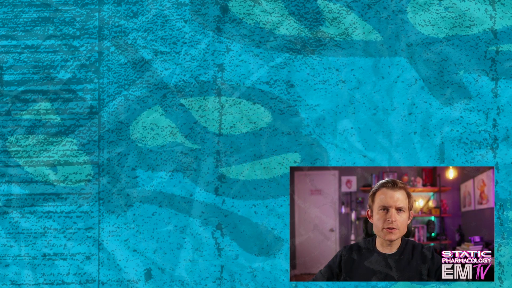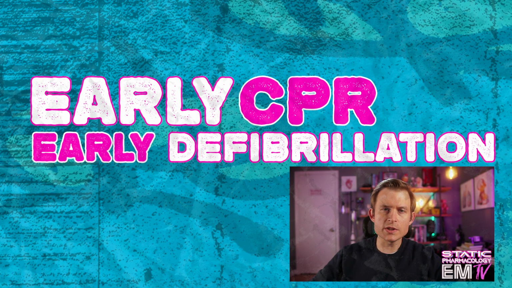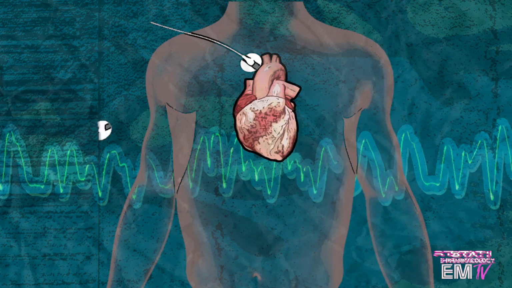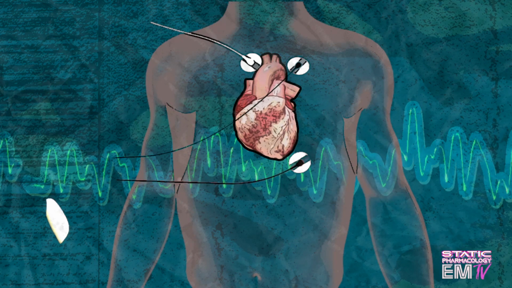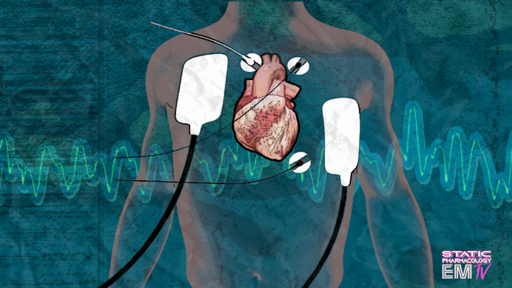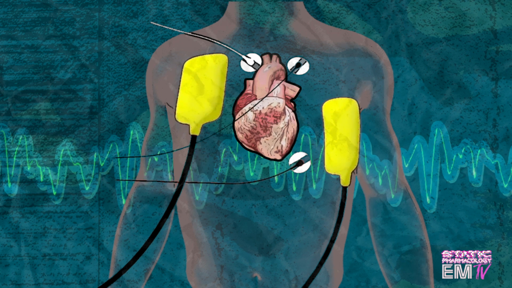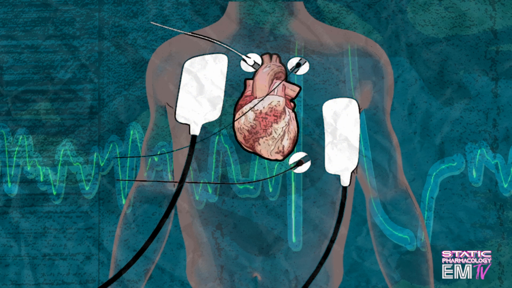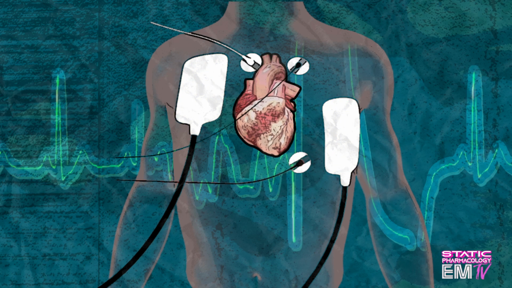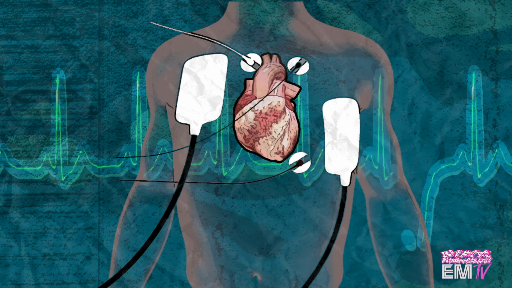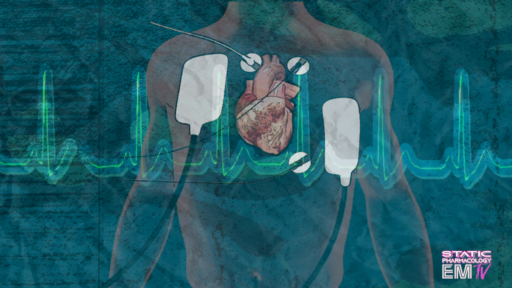Although pharmacological interventions are important for a patient in ventricular fibrillation, or VF, the only treatments that have been shown to effectively reverse ventricular fibrillation, if administered quickly enough, are early CPR and early defibrillation. Defibrillation is when energy is passed through the heart's muscle in order to disrupt the chaotic nature of ventricular fibrillation and allow the heart to restart itself in a more normal, organized rhythm.